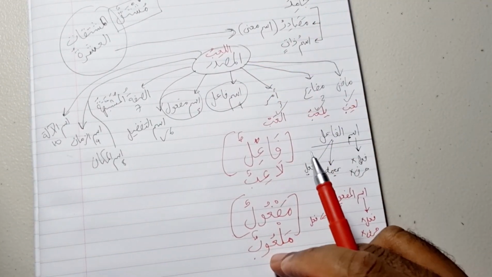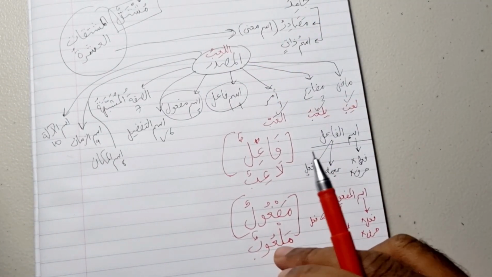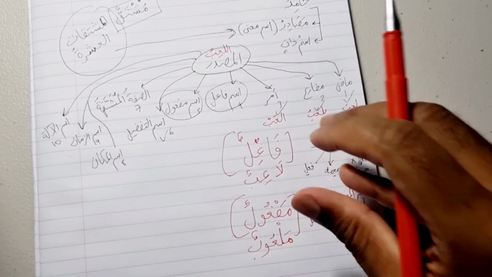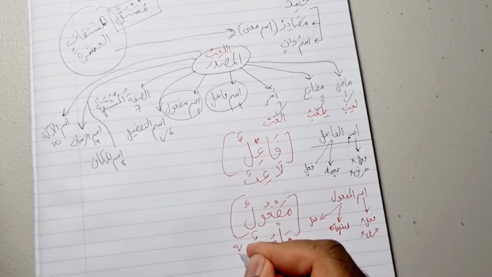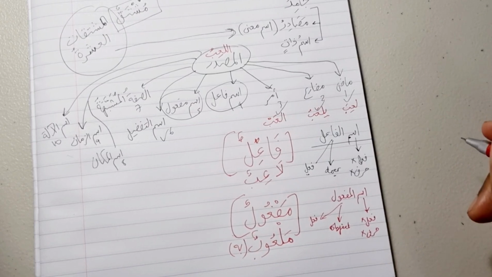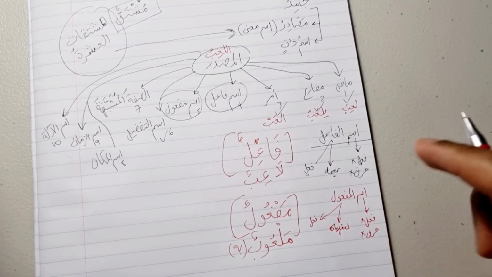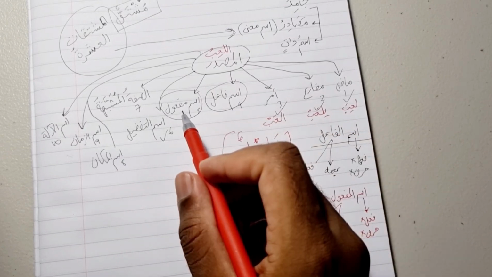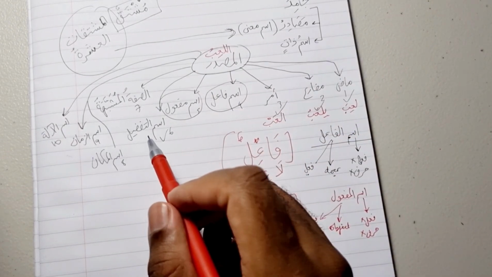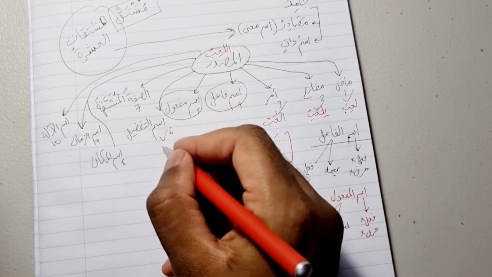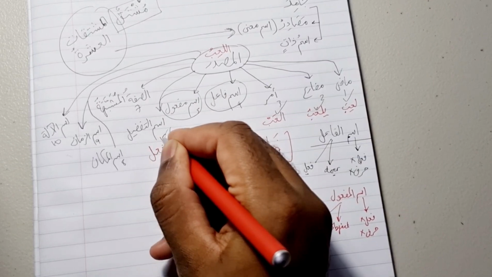So mal'ub means the one who was played with, or the thing that was played with. Mal'ubun bihi. You usually add bihi. Mal'ubun bihi. Something that was played with, or someone that was played with. So we have ismul fa'il, ismul maf'ul. Ismul tafdil. This is when you put it on the scale of af'al. We should already know this.